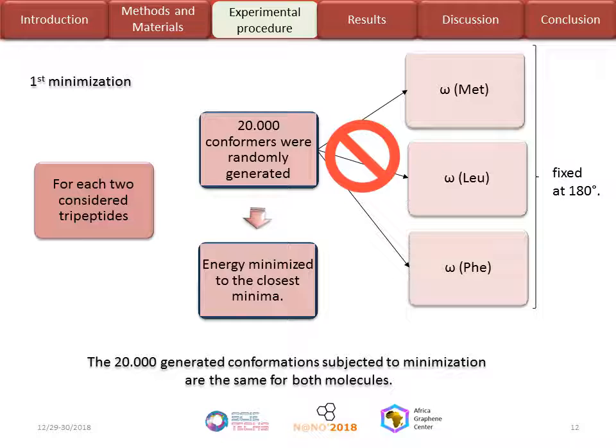The PEPSEA program described above carried out the conformational search and the localization of the most stable conformers. For each of the two considered tripeptides, 20,000 conformers were randomly generated and energy minimized to the closest minimum. During this generation, all torsion angles are allowed to vary, except the amide bonds, omega-methionine, omega-leucine, and omega-phenylalanine, which are fixed at 180 degrees due to their double bond nature. We have carefully ensured that the 20,000 generated conformations subjected to minimization are the same for both molecules.